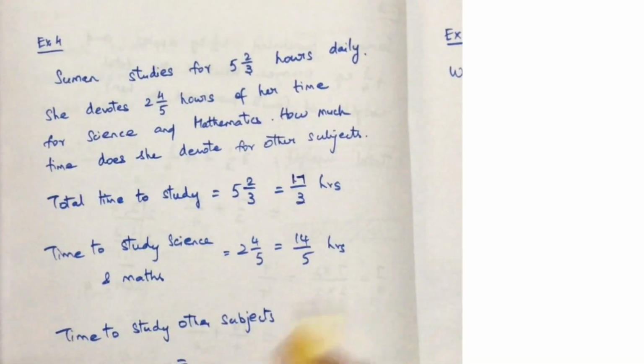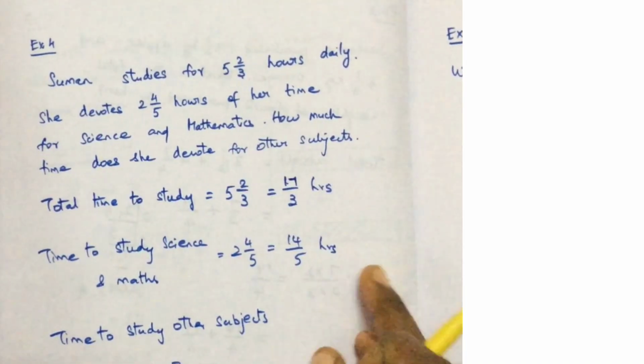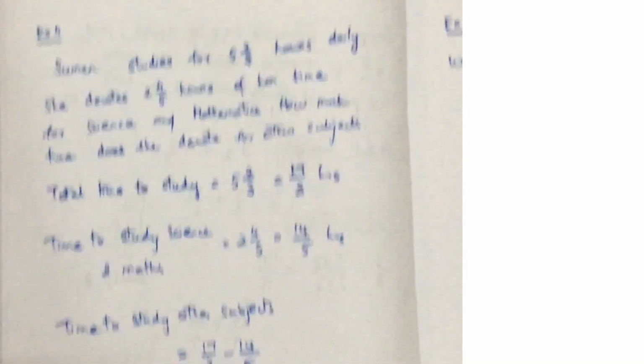What you have to do? This is the total time she is studying. This is for science and maths. Remaining you have to subtract and see. That is 17/3 minus 14/5.